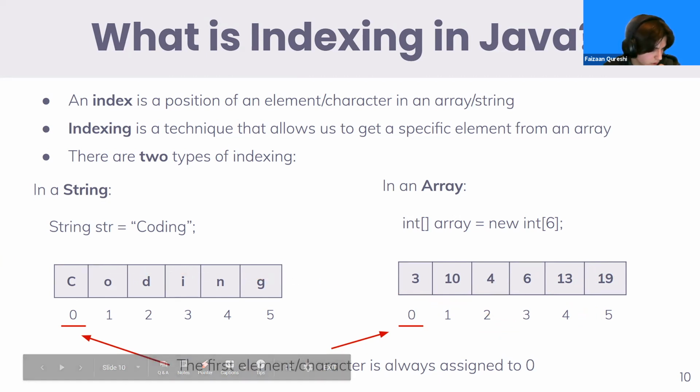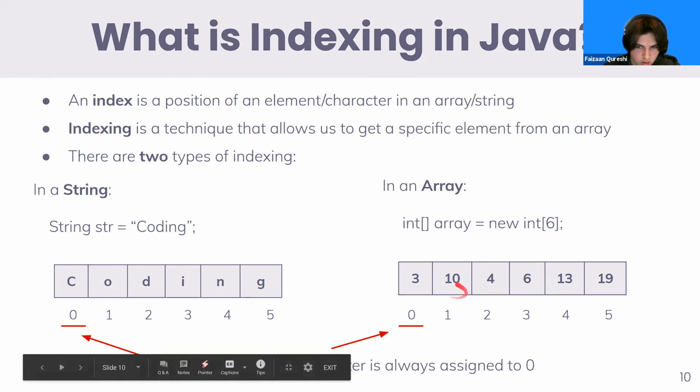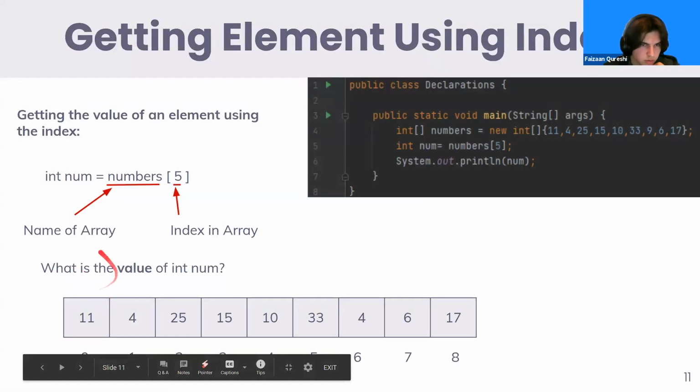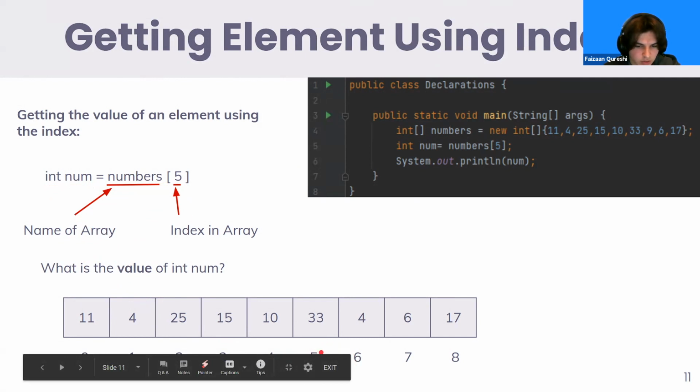I'm just going to ask a question on this array. Actually, let me go to the next slide. This is the syntax for indexing. We have our integer right here assigned to the name of the array and then the index in the array. Int num is going to output the index in the array, so 5, and then it's going to give us the element in the array, 33.